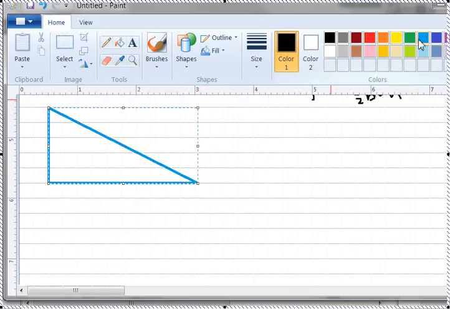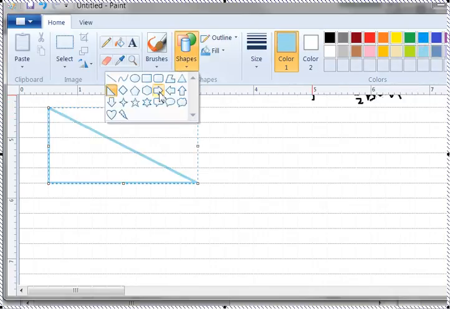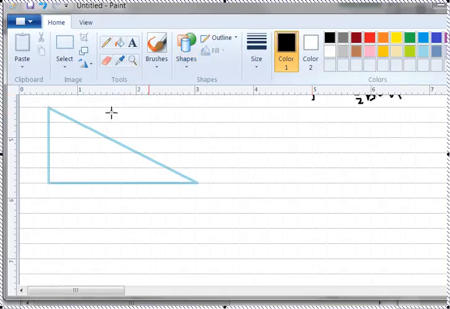And let's make it blue. We'll make it light blue. Okay, so here's our triangle. This is the one they gave us. And we'll make it black. They gave it to us, looks something like this. Oops, there we go.